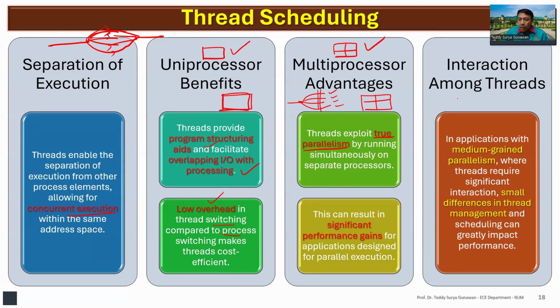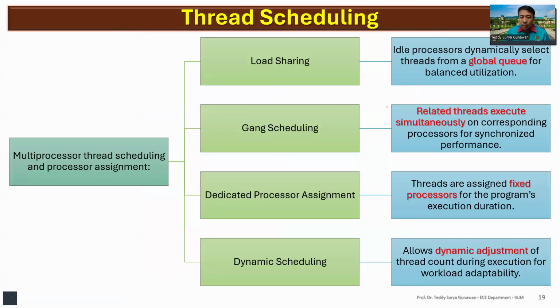So for task scheduling, the interactions require significant interaction, because this is what we have here. For the medium grain, we already divided the work, so there is significant interaction between thread 1, thread 2, thread 3, thread 4 if you have 4 threads. Okay, so let's move on.